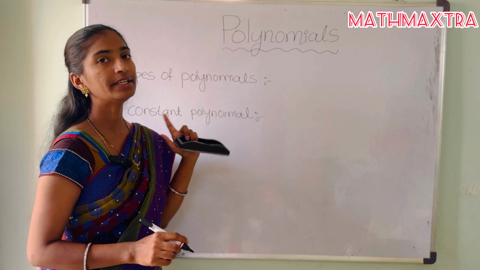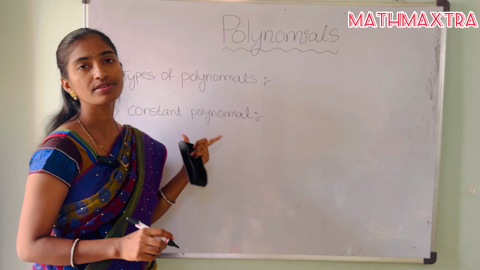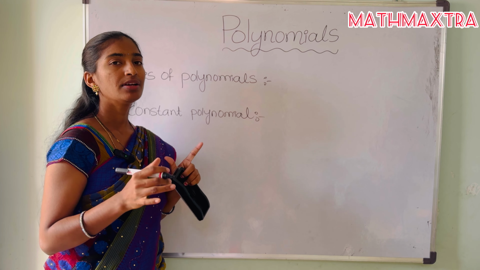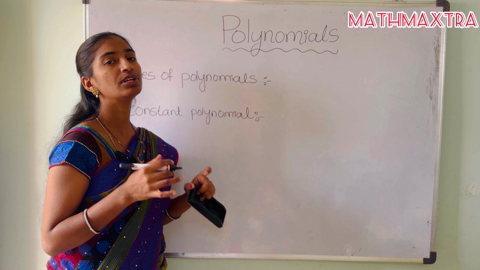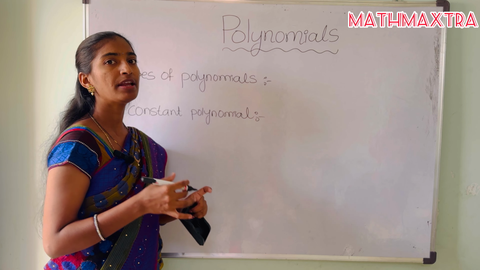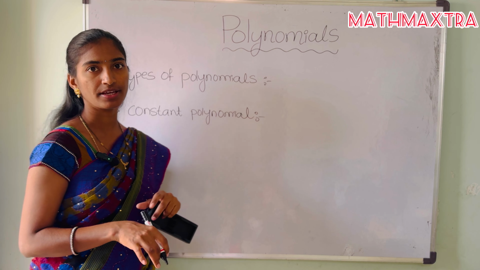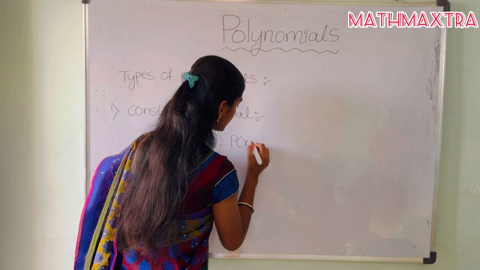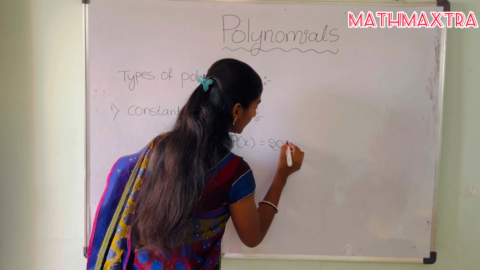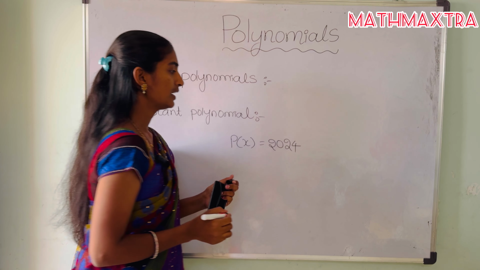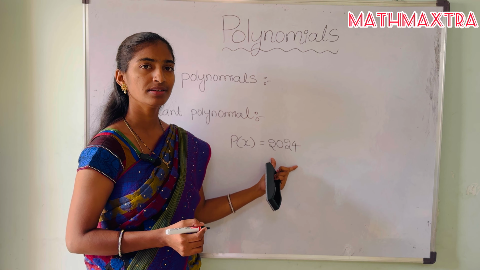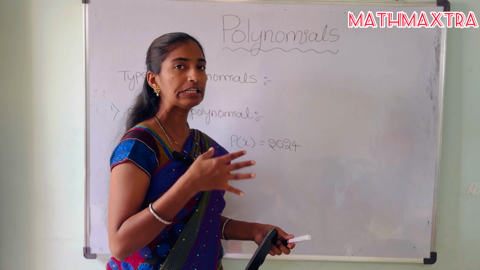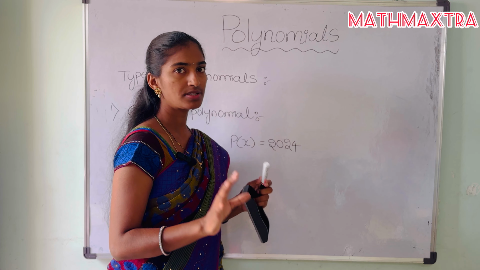In types of polynomials, the first one is the constant polynomial. What is a constant polynomial? A polynomial which has degree equal to 0 is called a constant polynomial. If you take p of x is equal to 2024, what is the degree of this polynomial? Its degree is 0. A polynomial of degree 0 is called a constant polynomial.